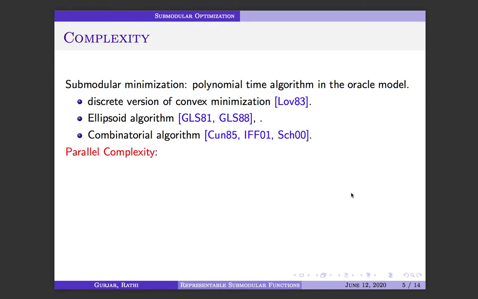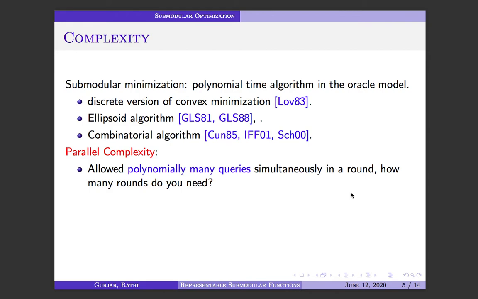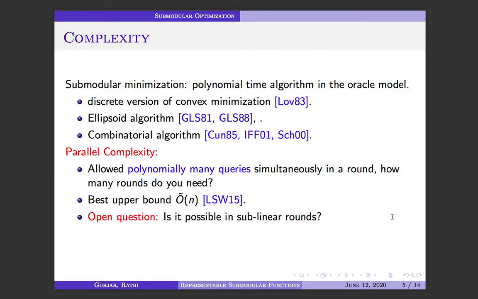So the main question of concern to us in this talk is the parallel complexity of submodular minimization. One can consider a parallel oracle model where you can ask polynomially many queries to the oracle simultaneously in one round. And the question is, how many rounds do you need to find the minimizing set? The best upper bound known on this number of rounds is nearly linear. The open question here is, is it possible to do this in a sublinear number of rounds?